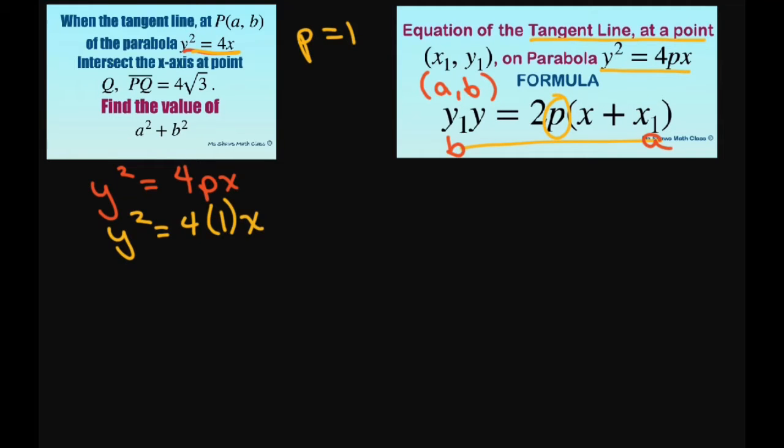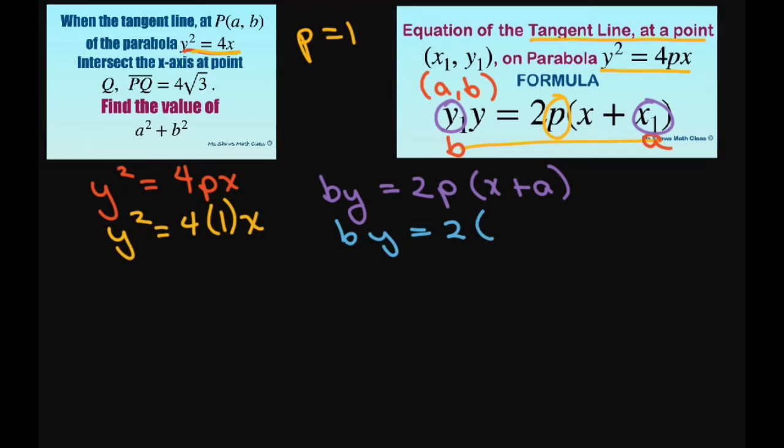Now let's rewrite our formula. Our formula is going to be b y equals 2p times (x plus a). Now that's going to be b y equals, our p is 1, so 2 times (x plus a).